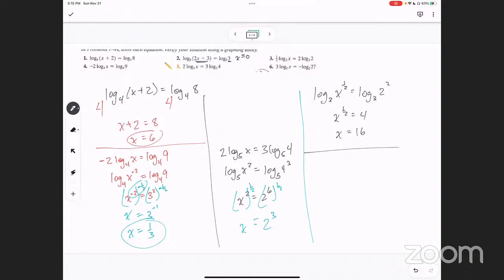So this last one, you tell me what to do for this last one. You have to first. So for negative log base 2 of 27.